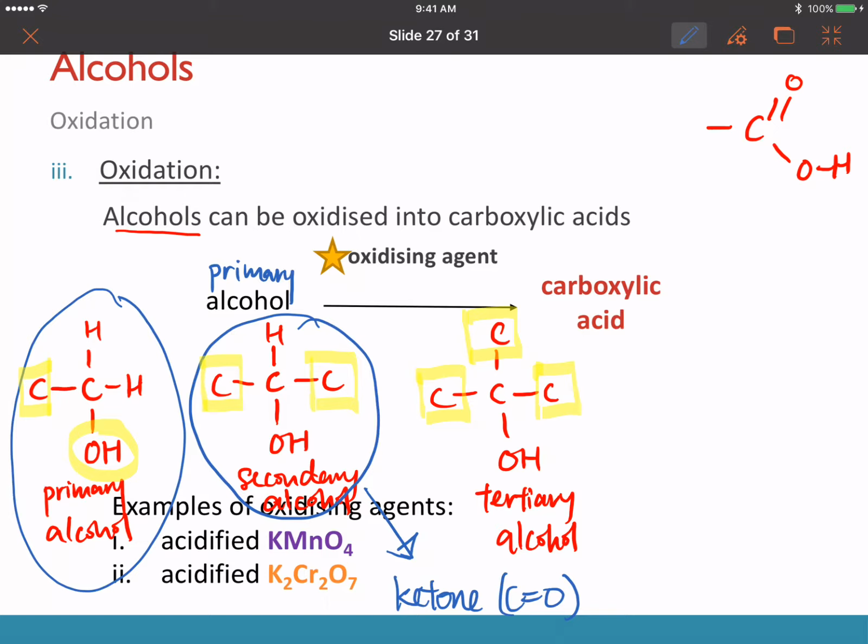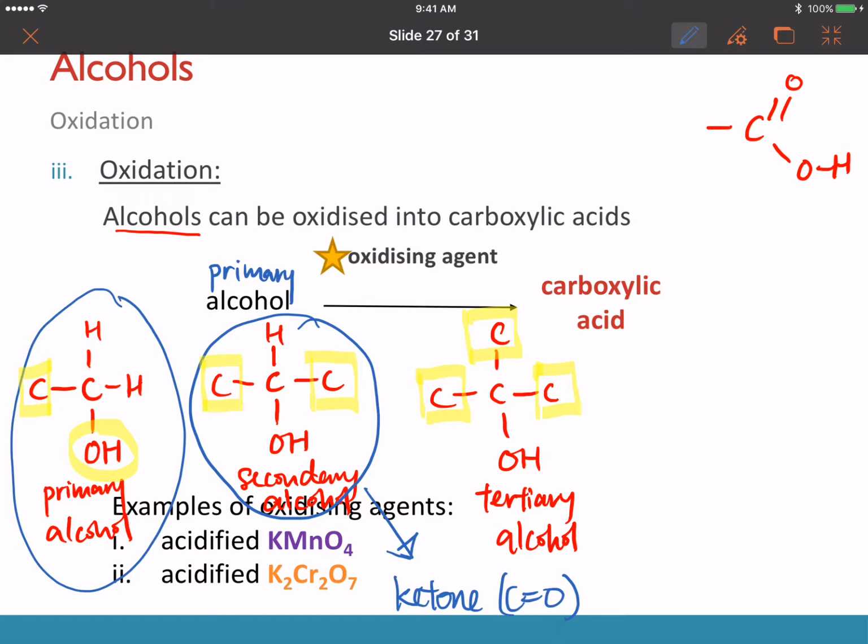Okay, why is it not possible? Because to form a ketone, it's a C double bond O, so I'm using up two bonds. I can only form two other bonds with two other carbons. But a tertiary alcohol already has three bonds with three carbons, so it cannot spare two bonds to form with oxygen.